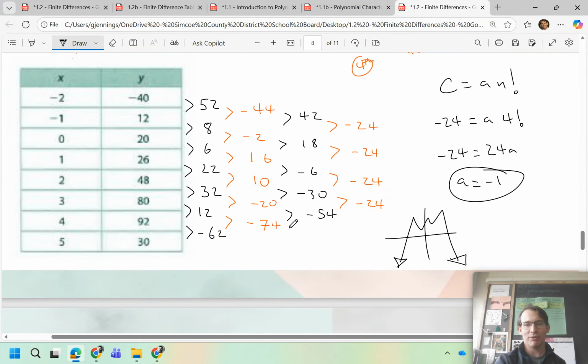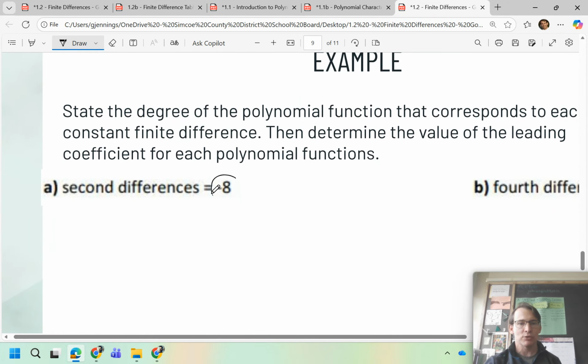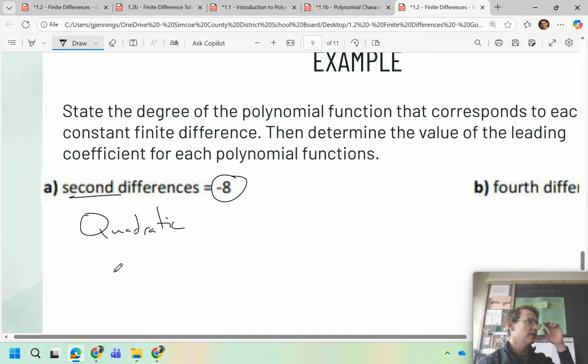All right, very good, everybody. Now, if we found that the second differences were minus 8, what type of function do we have? Second differences are minus 8. We are quadratic. What is the leading coefficient? It is negative, and do you know its value? Let's find out.